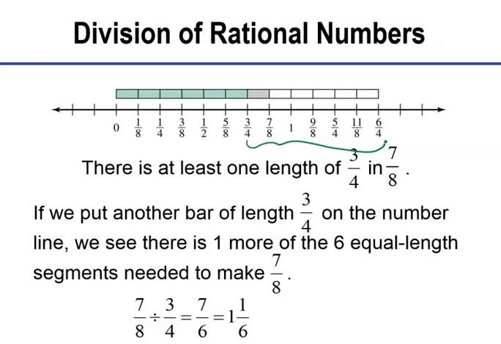We see there is one more of the 6 equal length segments needed to make 7/8. So we needed one more right there. And so that's where the 1 comes in, which is the green, and then the 1/6 was the leftover part. How much of 3/4 was that? And again, that was 1/6. Now, that's a little bit more to think about. You may want to go back and look at that picture on your own or just pause it and really think about that before you move on.